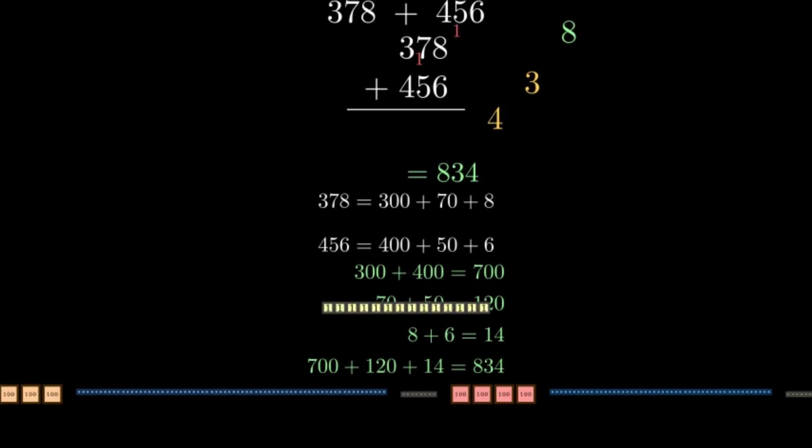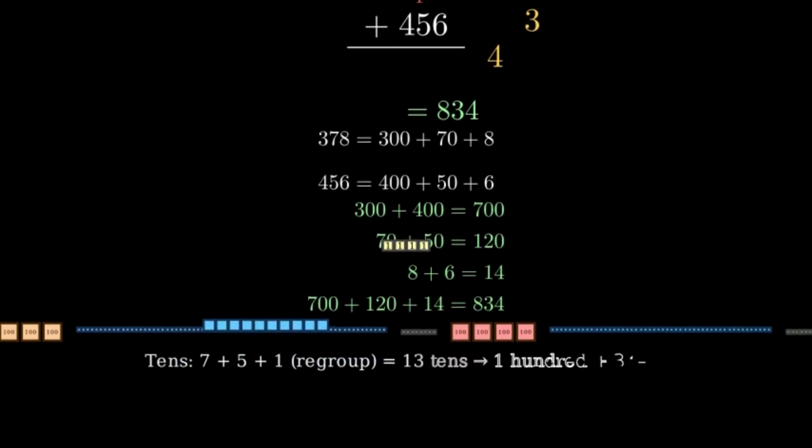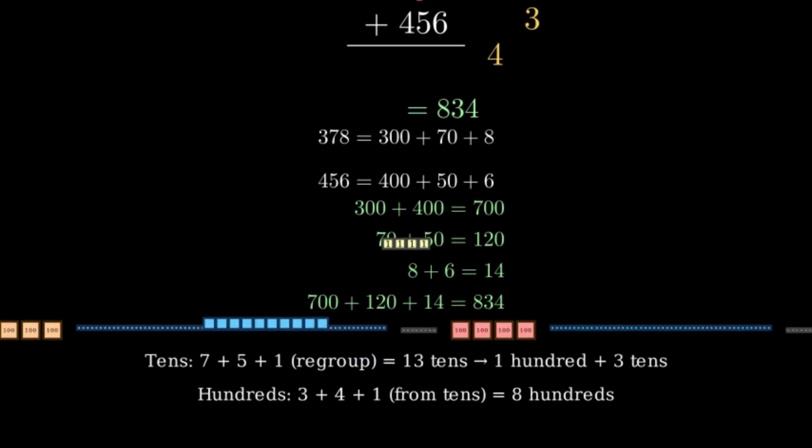Combine the ones. 8 ones plus 6 ones equals 14 ones. I'll take 10 of those ones and regroup them into one 10 rod, leaving 4 ones. We show the 10 rod moving to the tens row and increasing the tens count by 1. Now the tens total was 7 tens plus 5 tens plus the carried 1 ten from regrouping. So that's 13 tens. Convert 10 of those tens into a 100 block, leaving 3 tens.